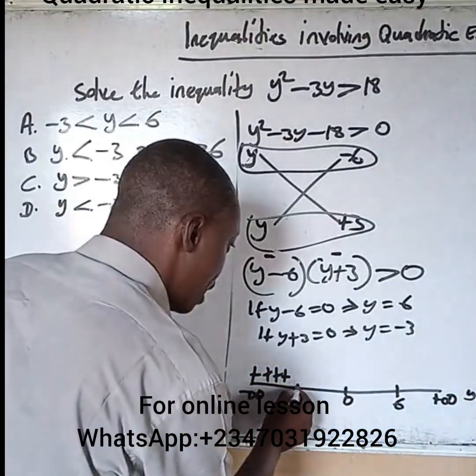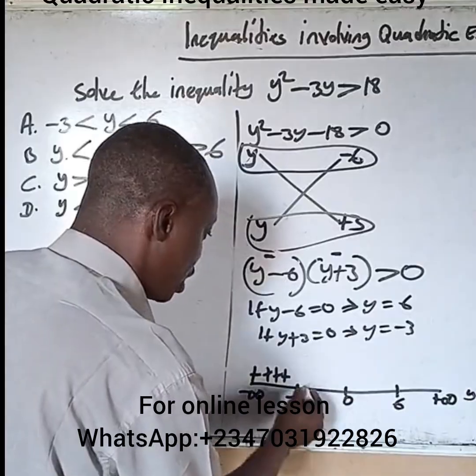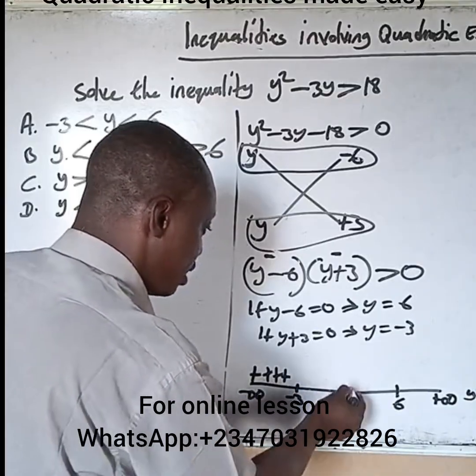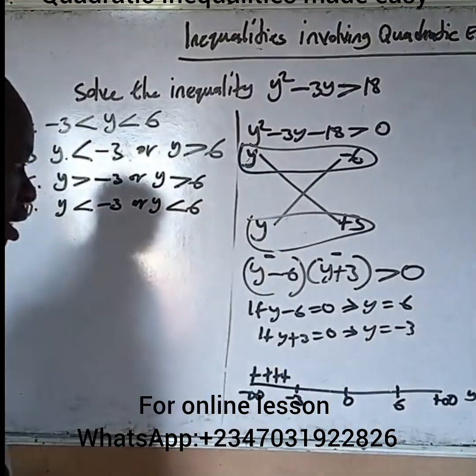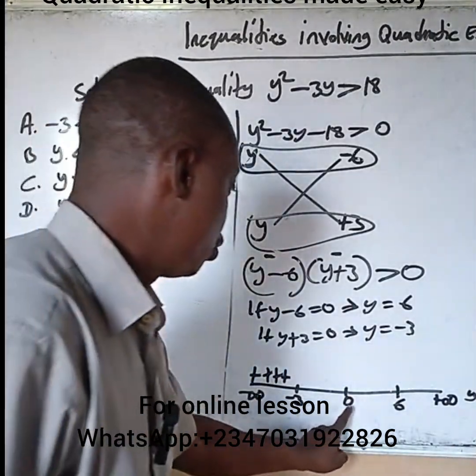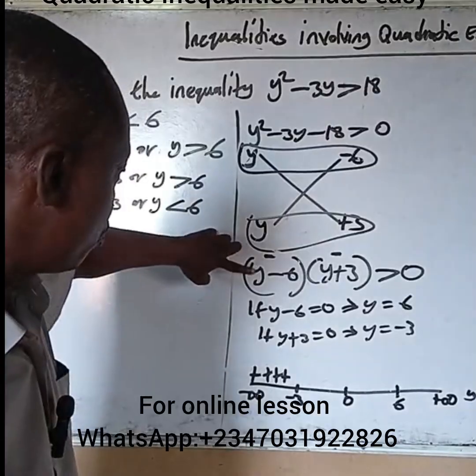Now let's choose between minus 3 and 6. You can take minus 2, you can take minus 1, you can take 0, you can take 1, 2, 3, 4, 5. Any number here. But let's just choose 0. Anyone you choose will give you the same answer. Let's choose 0. So let's put 0 here.